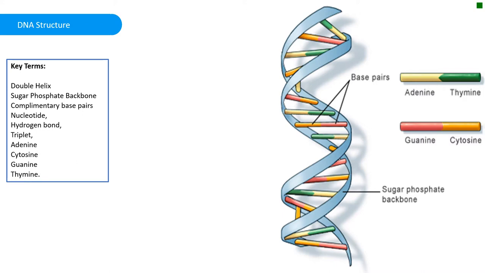So, before we talk about how proteins are made, first of all we need to talk about some terminology which describes the structure and function of DNA. You can see the key terms down the left hand side. These are the things that I'd expect you to know at the end of this slide. Here we have a pictorial example of the structure of DNA.